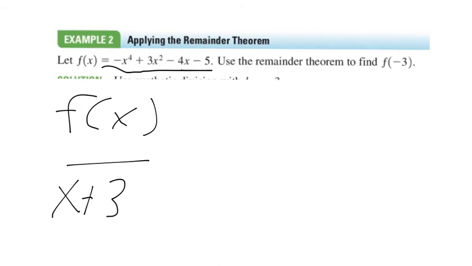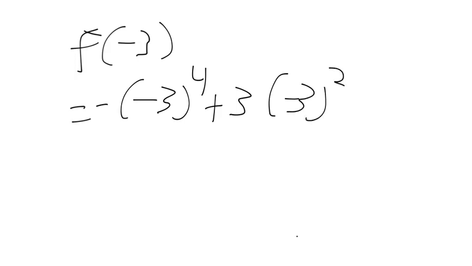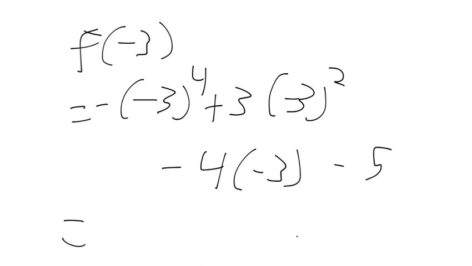So we're going to plug negative 3 in. So f of negative 3 equals negative negative 3 raised to the 4th, plus 3 times negative 3 squared, then minus 4 times negative 3, then minus 5. Alright, so this would be equal to negative 3 raised to the 4th, which is positive 81, but that's negative, so it would be negative 81.